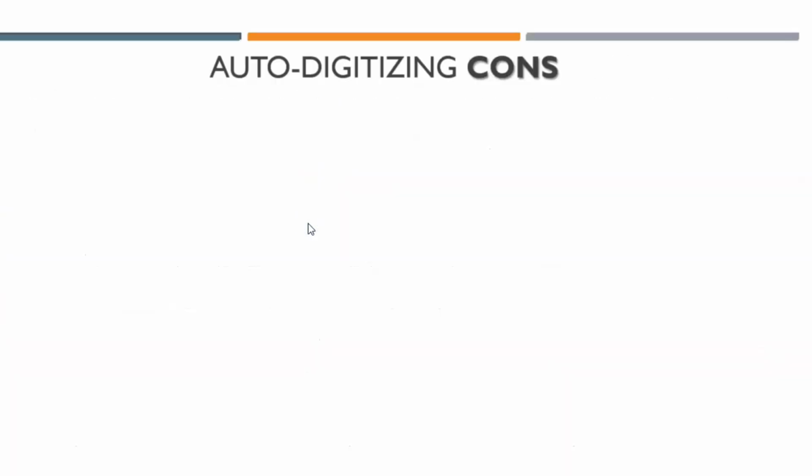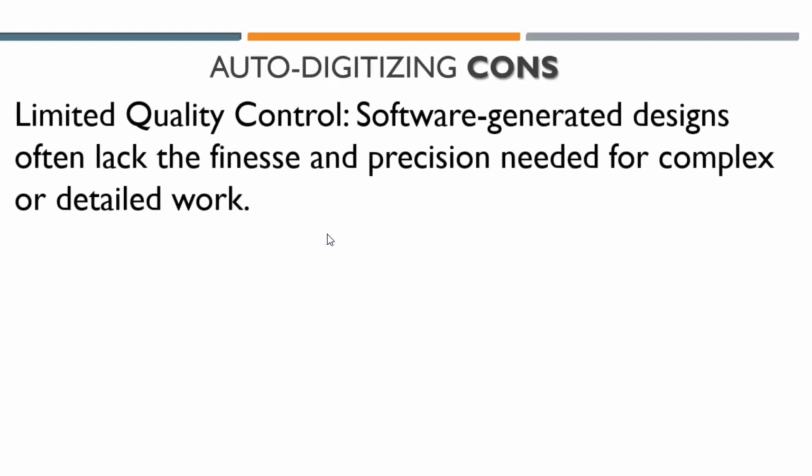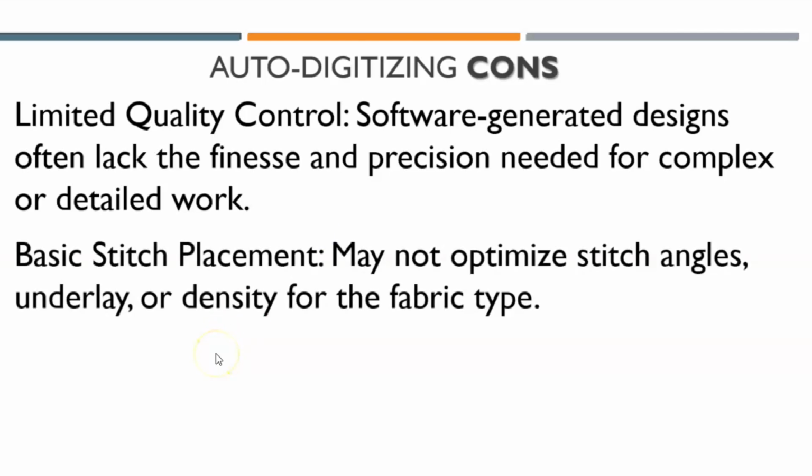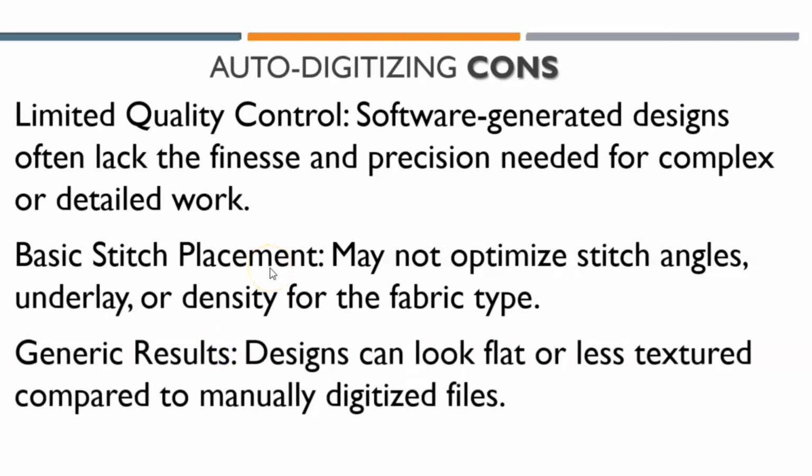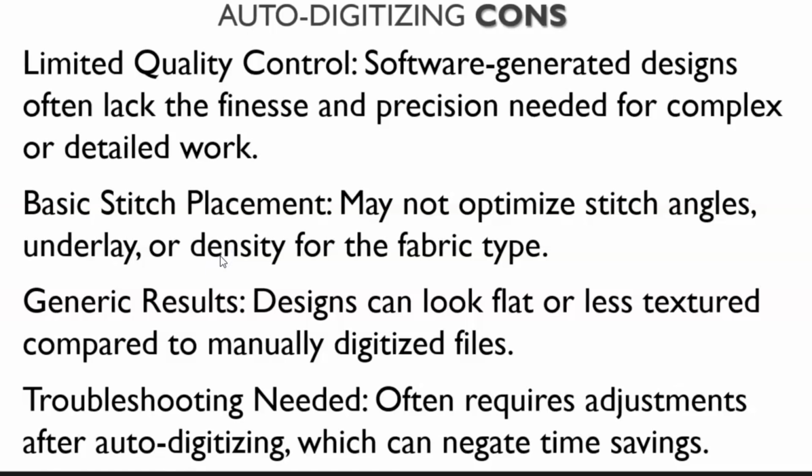Now the cons for auto digitizing. Limited quality control. Software generated designs often lack the finesse and precision needed for complex or detailed work. Basic stitch placement may not optimize stitch angles, underlay, or density for fabric type. Generic results. Designs can look flat or less textured compared to a manual digitized file. Lastly, troubleshooting needed. Often requires adjustments after auto digitizing, which can negate time saving.